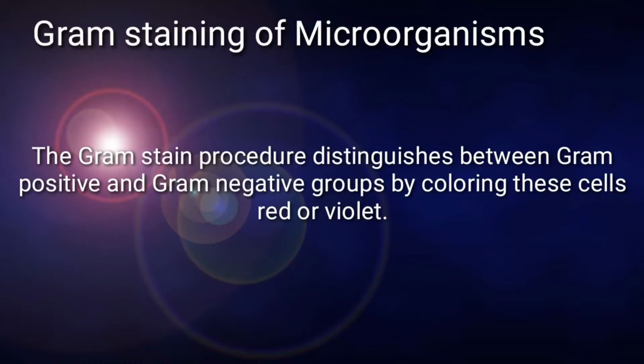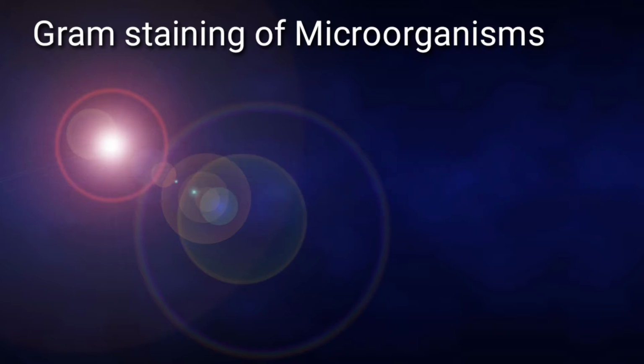Hello everyone. Today we are going to do a new experiment named gram staining of microorganisms. The gram stain procedure distinguishes between gram positive and gram negative groups by coloring these cells violet or red. Here are the apparatus, chemical and reagent requirements mentioned here.